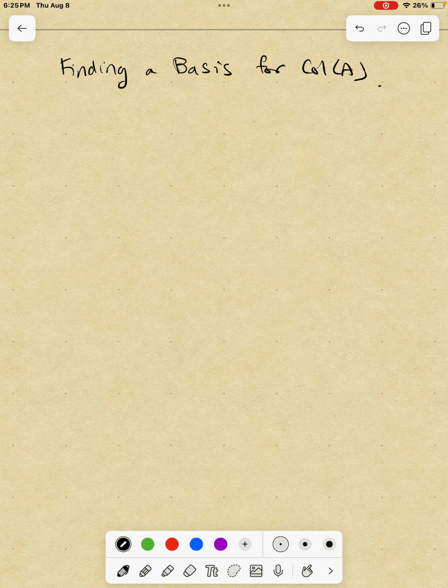So the column space of A is a subspace, and how are you going to describe a subspace? Well, typically what you would do is find a basis for it and say that the space is the span of that basis. So we want to figure out how to find a basis for the column space of A so that we can say exactly what the column space of A looks like. So how do we do that?